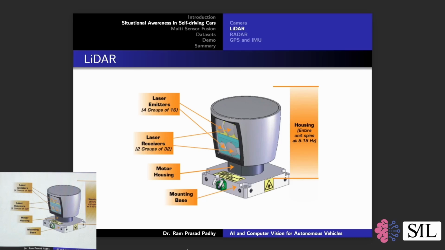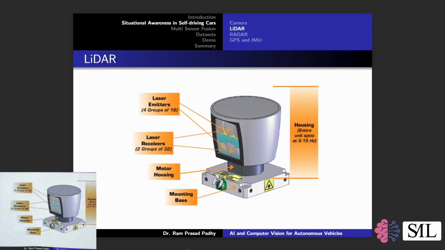So the data that we are going to get is just points, because at short pulses it will go hit and come back, go hit and come back, right? So at short pulses you will just get some points around the environment. So the data that you are going to get out of a lidar is a point cloud, okay? You can search for this point cloud as well.